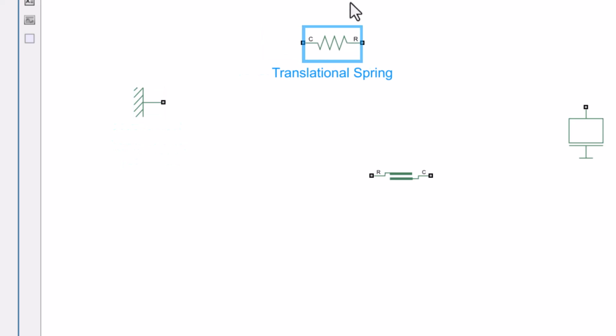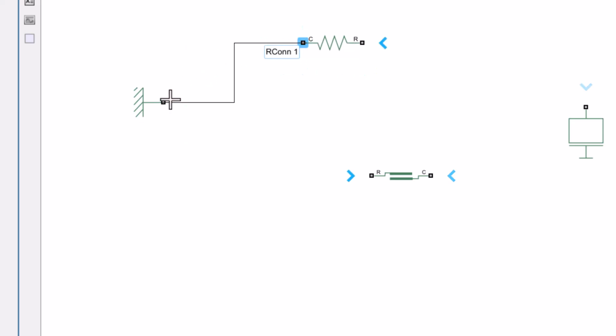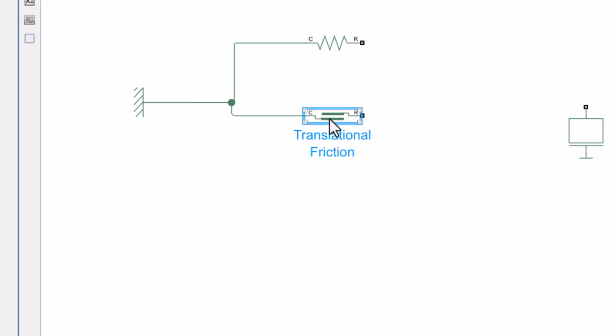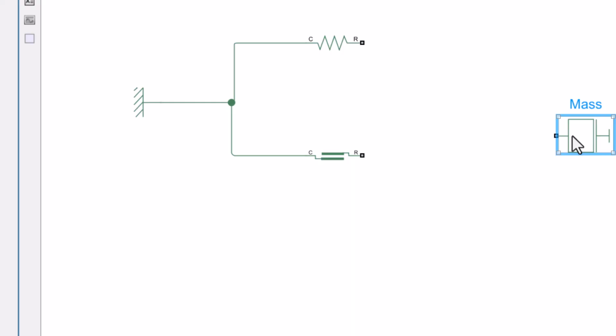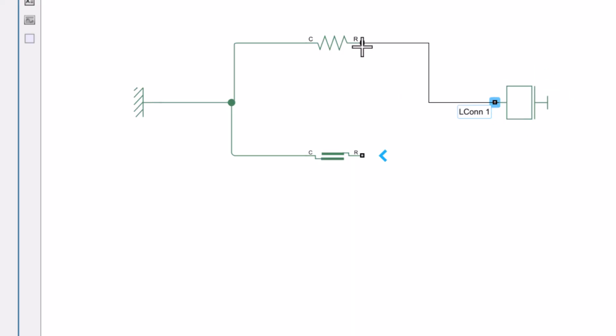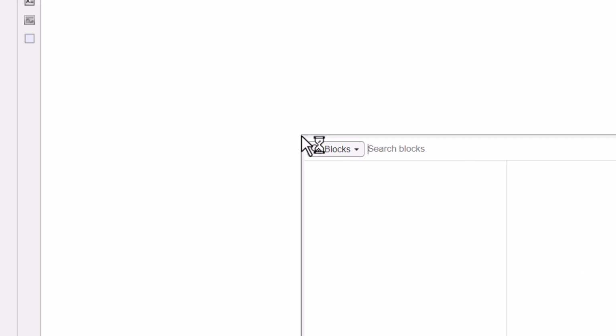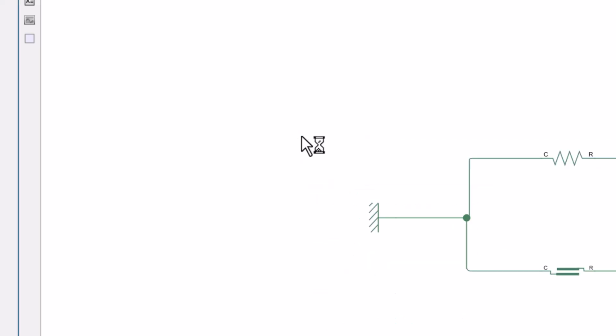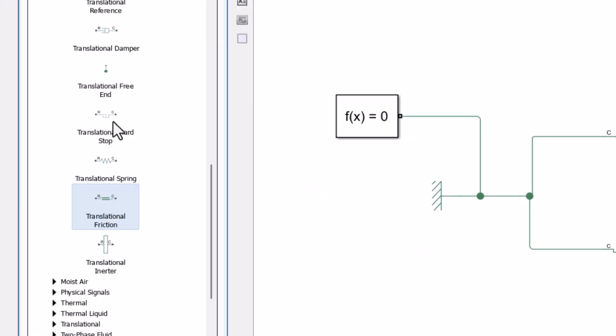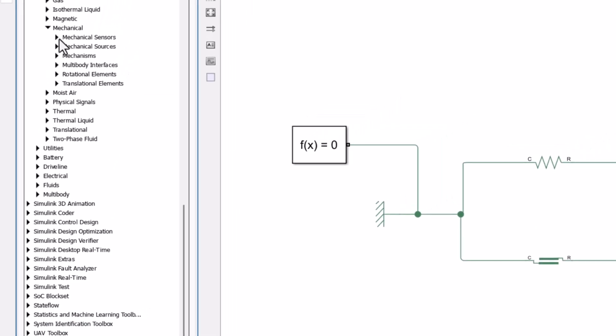I press Ctrl I, and as always, I connect the C ports to the reference. Again, Ctrl I, and this goes here. Then Ctrl Shift R, and the mass is connected to these two ports. Also, I need a solver configuration block in any Simscape system, and I also want a mechanical sensor.